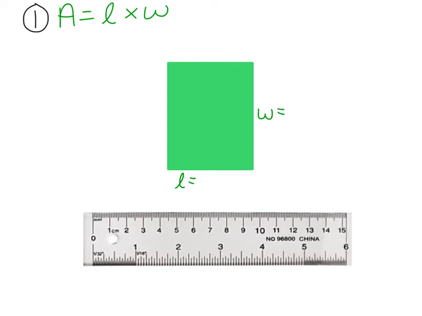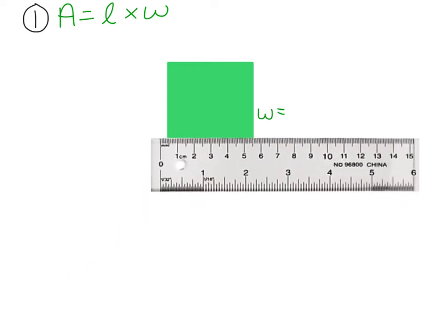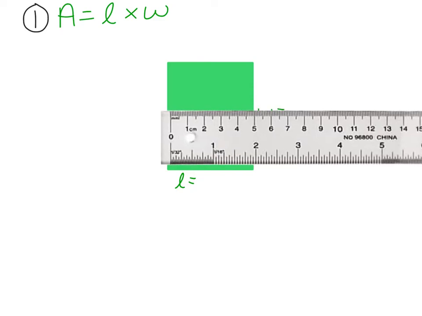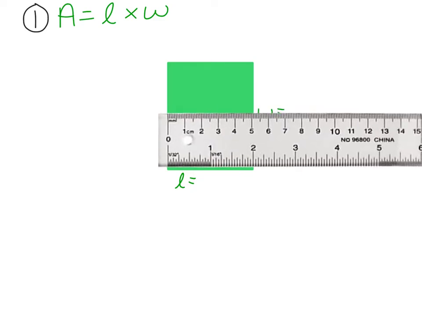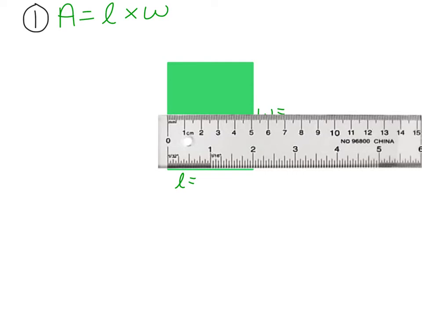Now I'm going to grab my ruler, and I have to use inches. I've got to line up the left part of my length with the 0, and on my right-hand side, I've got to figure out how many inches. 2. So 2 inches.